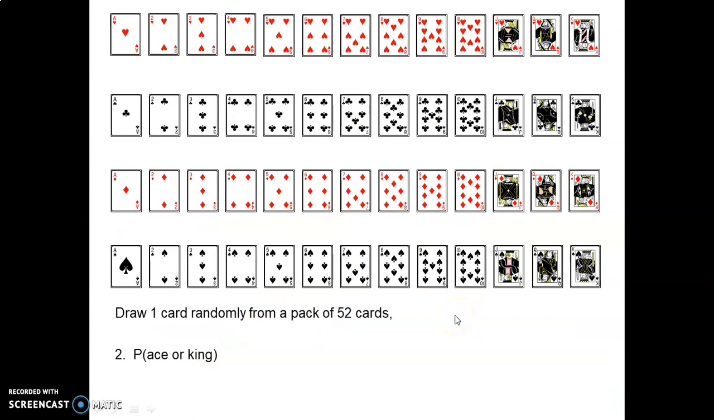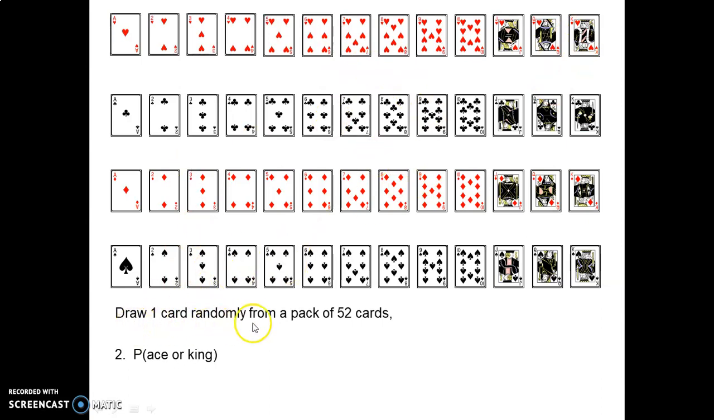Alright, let's start with a classic example. We have a deck of cards. A normal deck of cards has 13 cards of 4 suits. One suit is called the hearts, then we have the clubs, diamonds, and spades. The 13 cards begin at an ace, and then we have 2 to 10, and then the face cards, the jack, queen, and king.